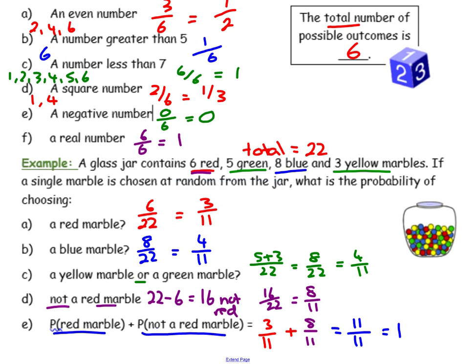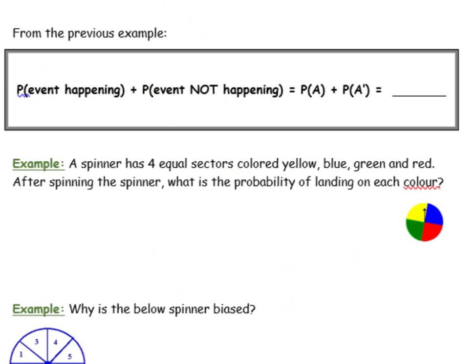And then on the next page, you're asked to look back on that particular question, so keep that in mind when we go to the next page. From the previous example, the probability of an event happening, e.g. red, plus the probability of an event not happening, e.g. not red, equals the probability of A plus the probability of A dash.